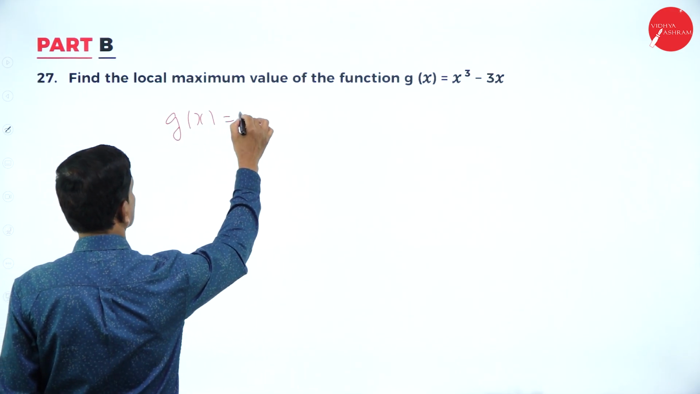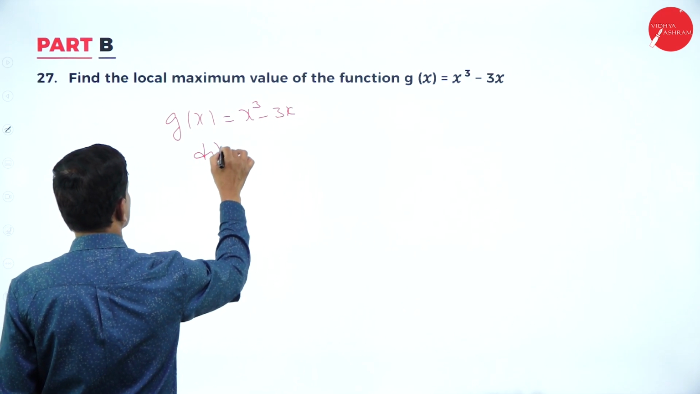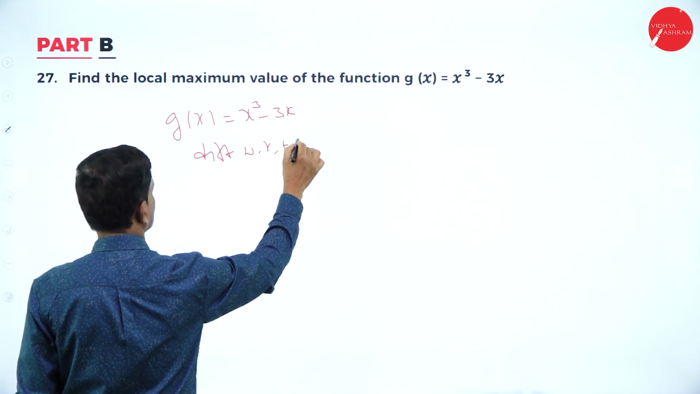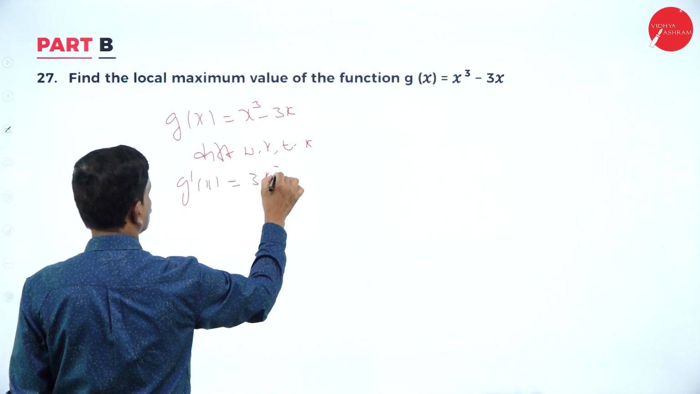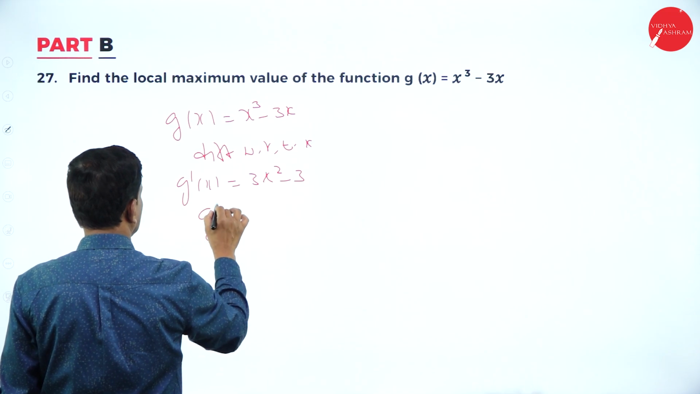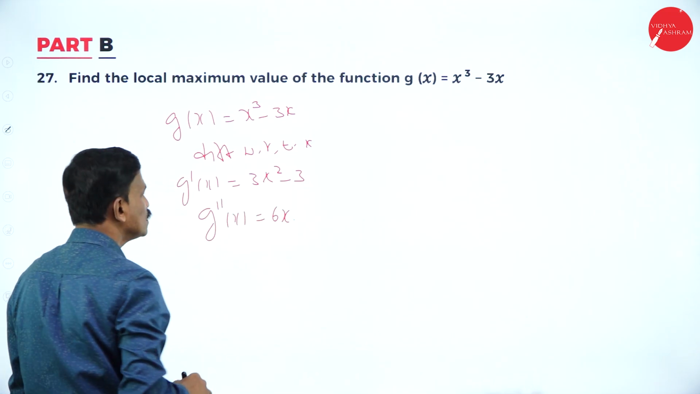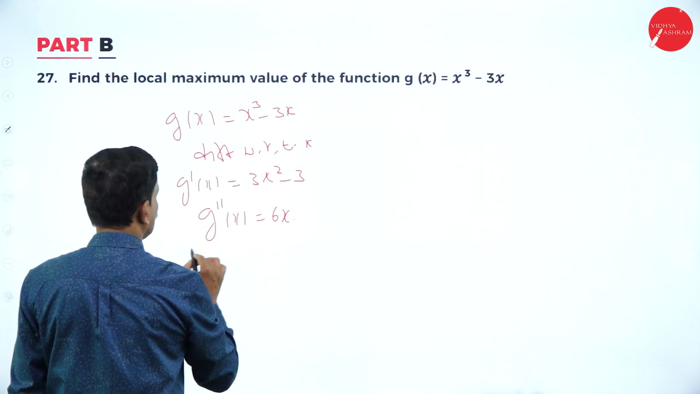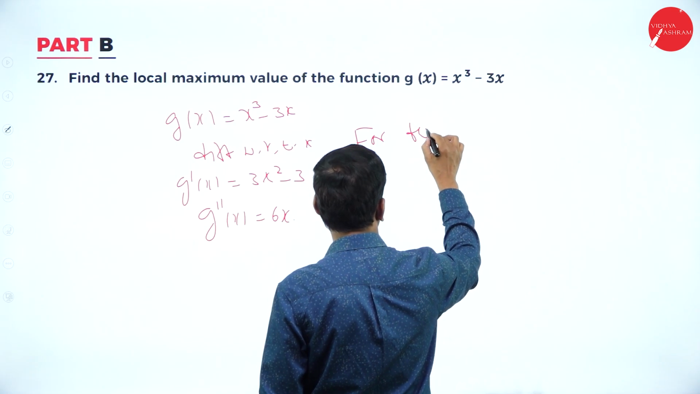What is given? g of x is equal to x cube minus 3x. Differentiate this with respect to x. So, g dash of x is equal to the differentiation of x cube, which is 3x square, minus 3. Again, differentiate it. g double dash of x is equal to 6x, since 3 twos are 6x.